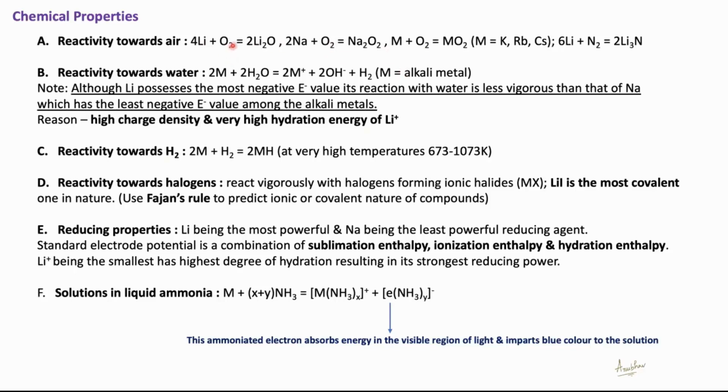You see, lithium reacts with dioxygen to form lithium monoxide. Sodium reacts with dioxygen to form sodium peroxide. And all the other elements, like potassium, rubidium or cesium, that is the heavy alkali metals, they form superoxide. So O2 2 minus is nothing but oxide, O2 2 minus is peroxide, and O2 single minus is the superoxide. So the alkali metals actually react with oxygen in some different proportions.